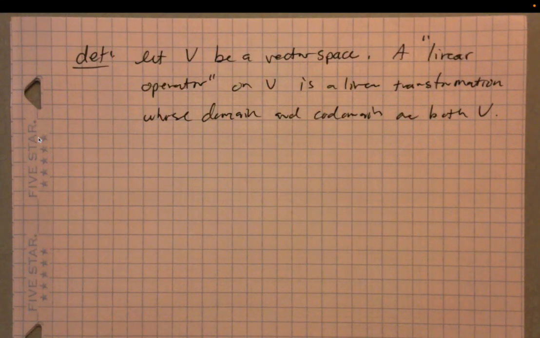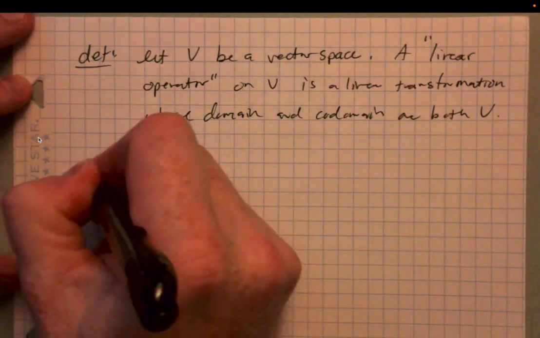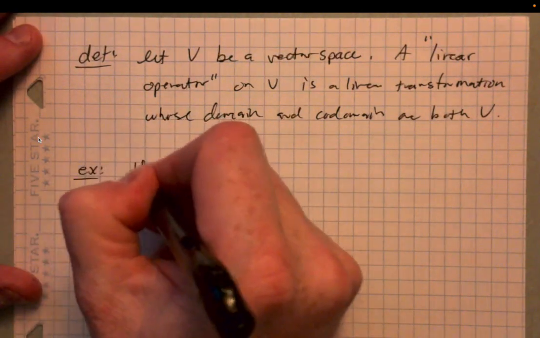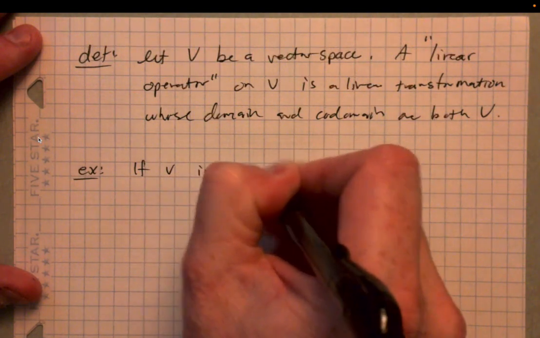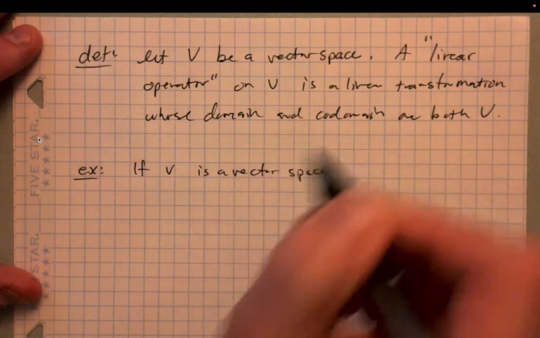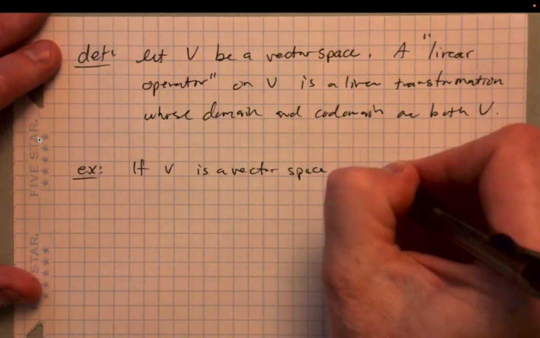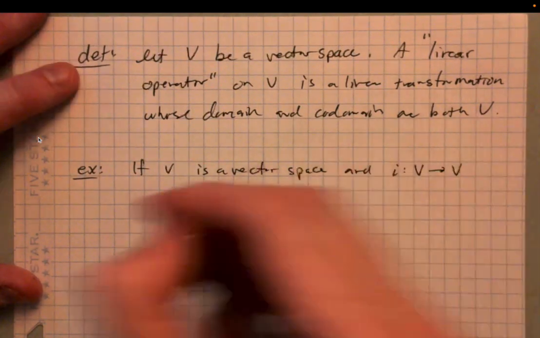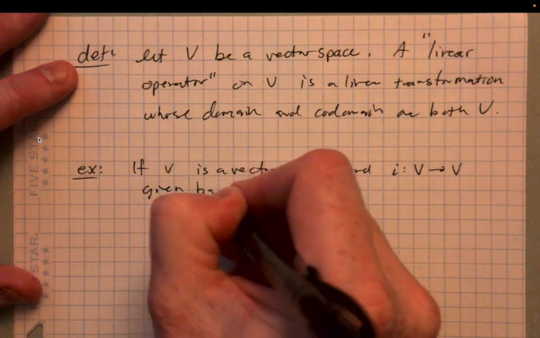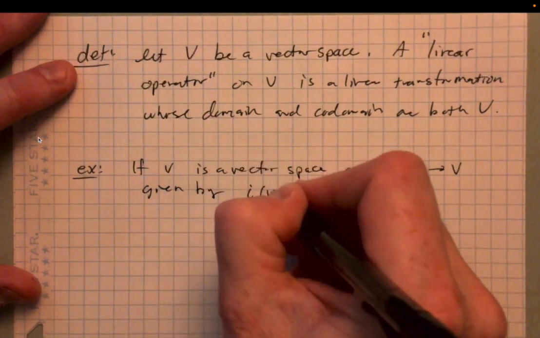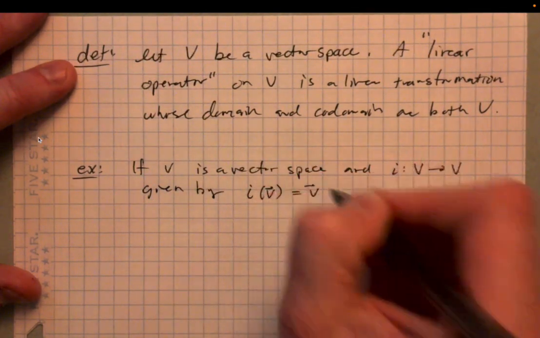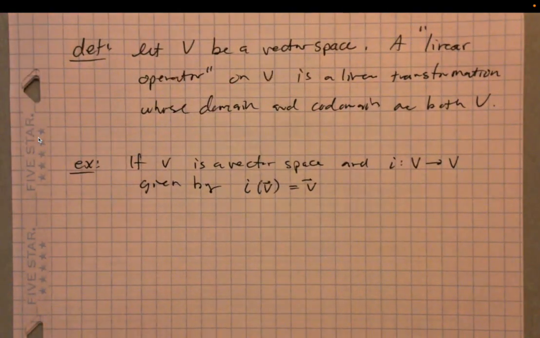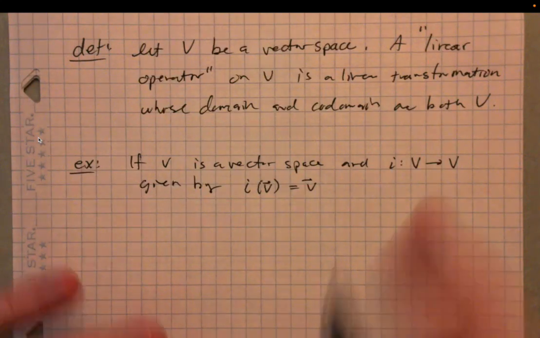So there are a couple of trivial examples that we should talk about just for the terminology. If V is a vector space and I is the mapping from V to V given by I(v) equals v, then in this case, this is what we call the identity linear operator.